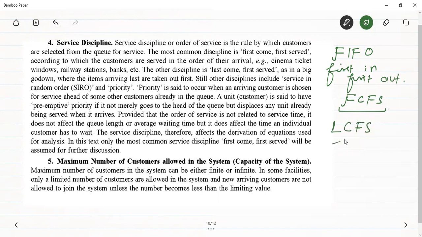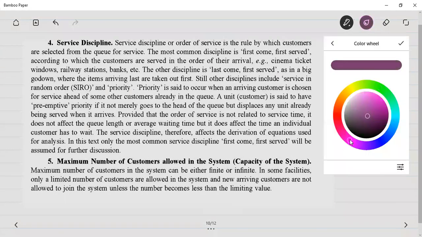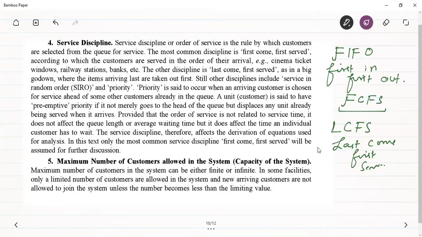LCFS, this is known as last come first serve. This is another discipline in which there can be the treatment of persons from the queue.